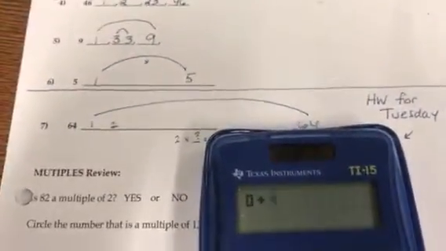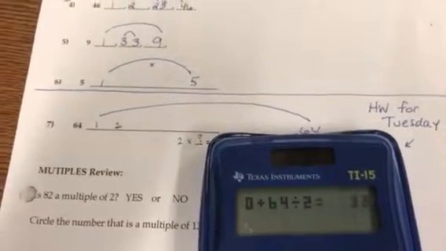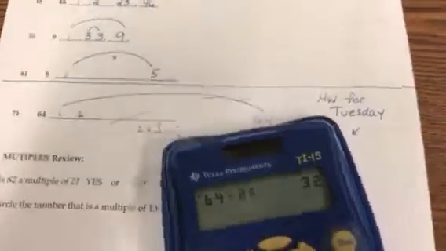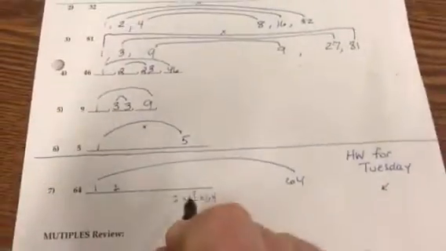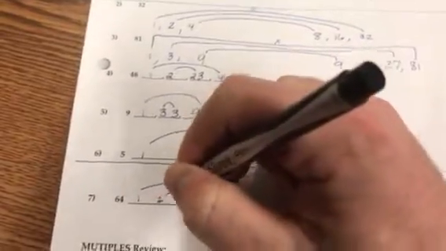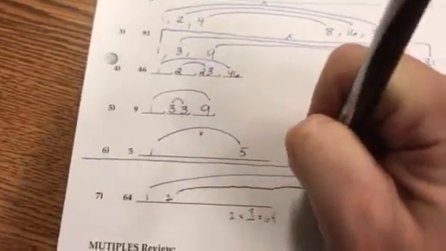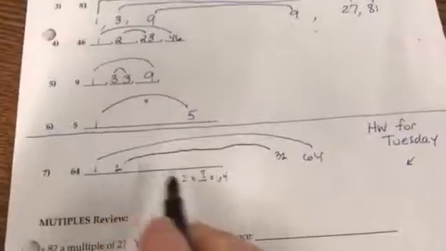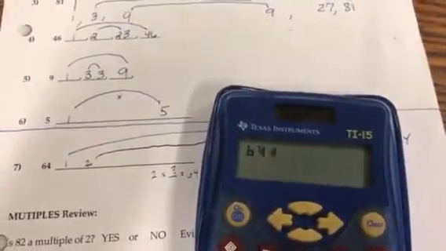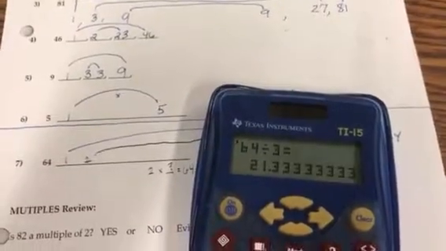So here we go, 64 divided by 2 equals 32. So we know the missing number is 32, and then we'll draw our rainbow. Now we're going to test 3. Does 3 times something equal 64? So we'll do the inverse, 64 divided by 3, a decimal.